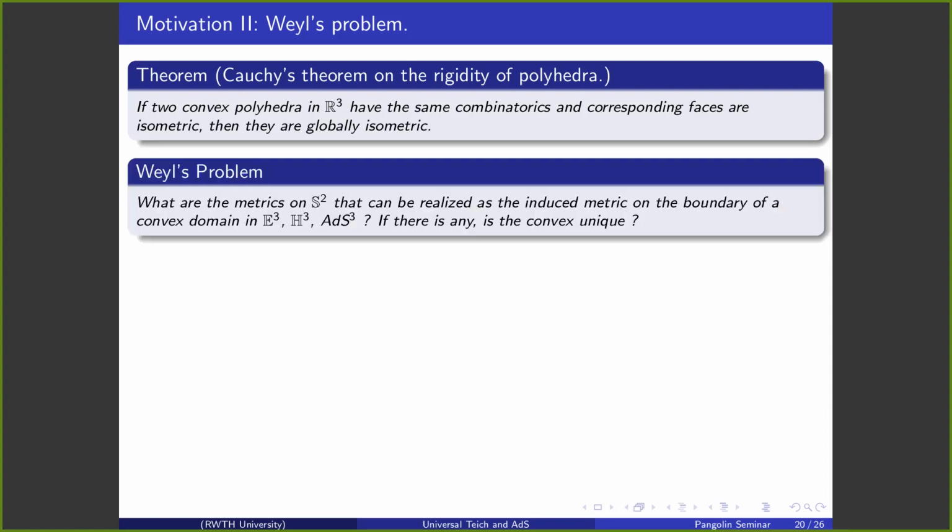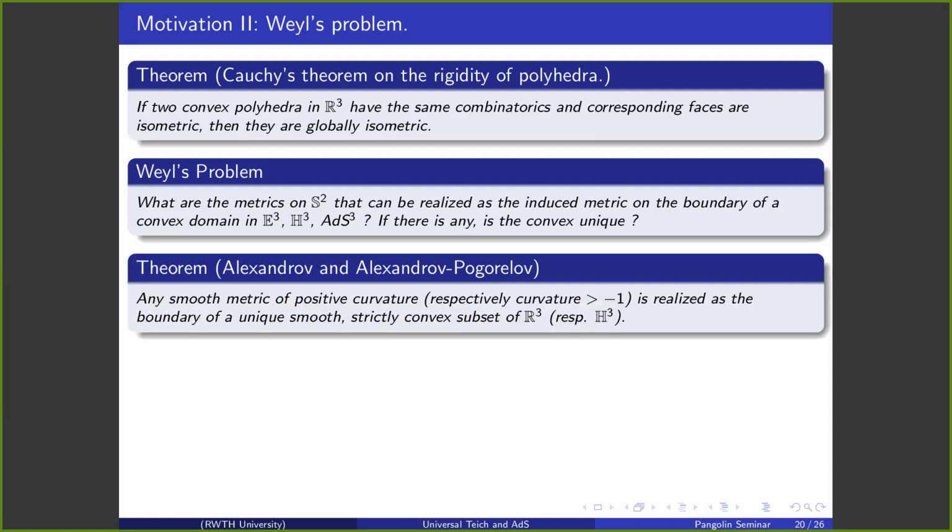And Weil's problem is an extension of this result, and it asks what kind of metric on the sphere you can realize as the boundary of a convex domain in, say, Euclidean space or hyperbolic space, AdS, or Minkowski, whatever. And also uniqueness. Cauchy's theorem belongs to Weil's problem because it's the uniqueness statement for flat metrics with singularities.